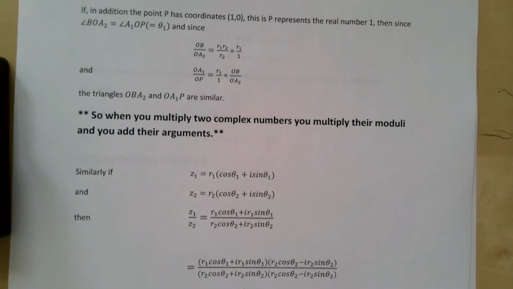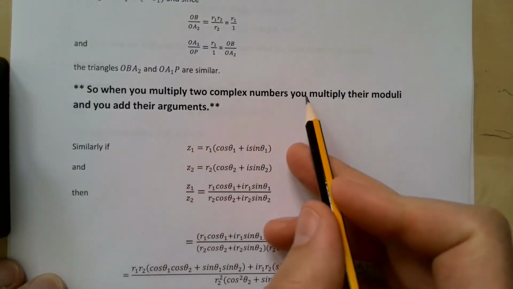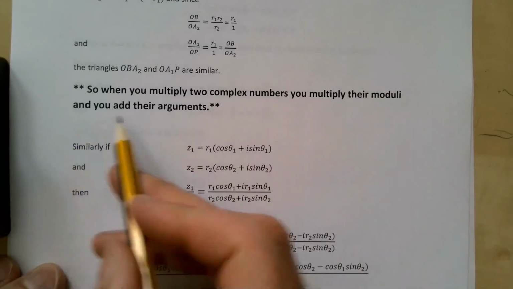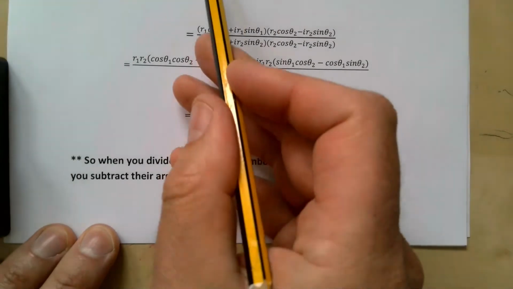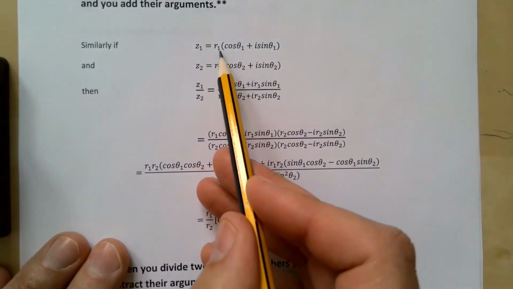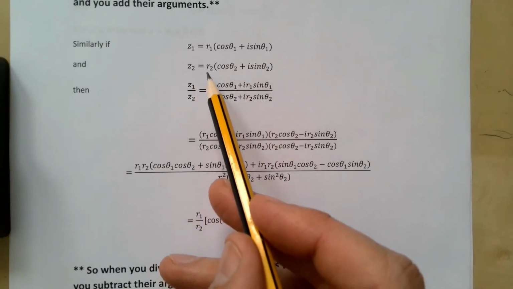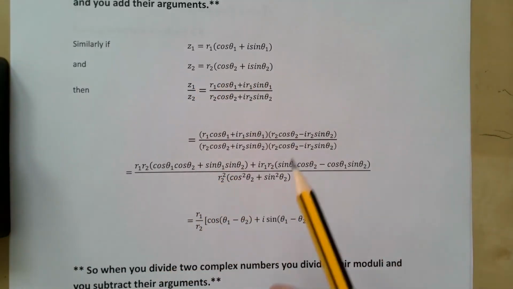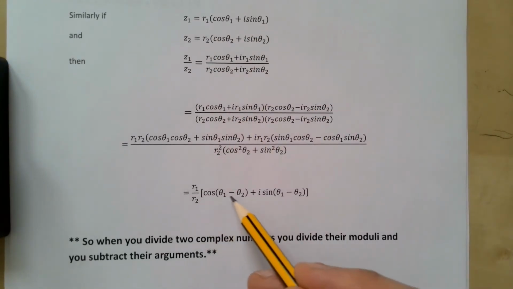Here's the theory behind it, and you can see I've written it in big bold writing. When you multiply two complex numbers, you multiply their moduli and you add their arguments. You can probably work out what happens whenever you divide two complex numbers. If you have your complex numbers here, z1 is R1 cos theta 1 plus i sine theta 1, and z2 is R2 cos theta 2 plus i sine theta 2, you divide their moduli and you subtract their arguments, again in bold. So when you divide two complex numbers, you divide their moduli and you subtract their arguments.